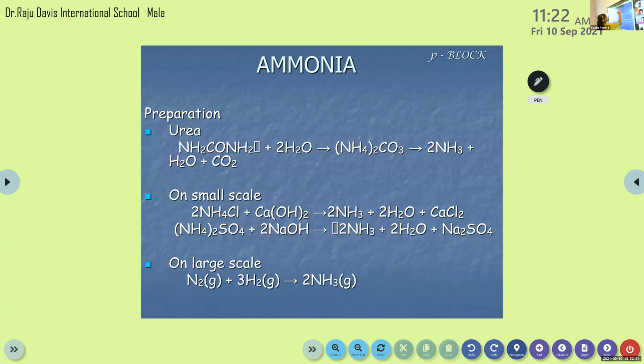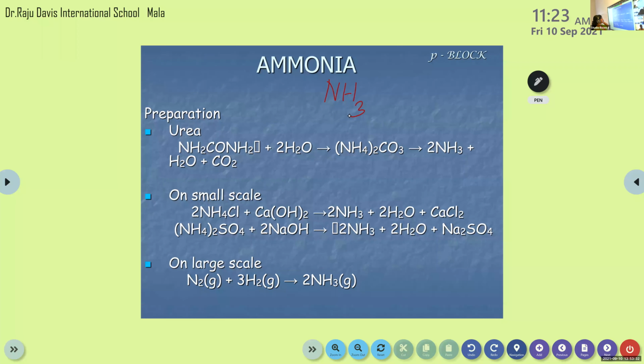In the case of ammonia, its chemical formula is NH3, right? We already learned one process for the manufacture of ammonia. What's the name of the process for the production of ammonia on a large scale? Haber's process. Along with that, there are certain other methods. Ammonia is present in small quantities in air and soil, where it is formed by the decay of nitrogenous matter.